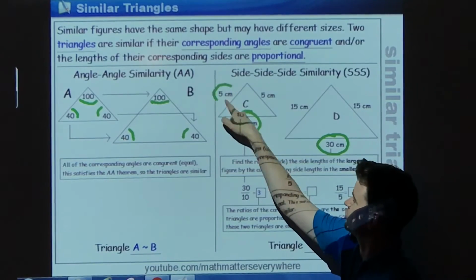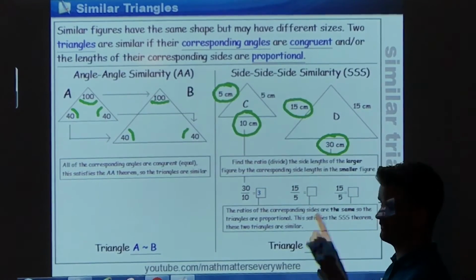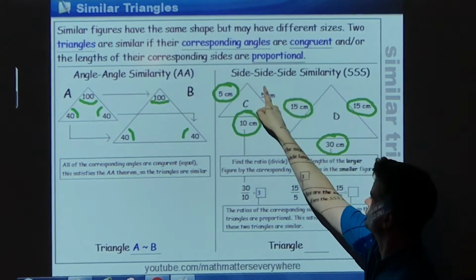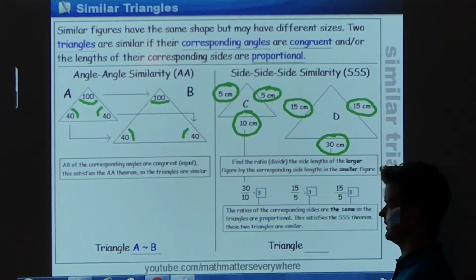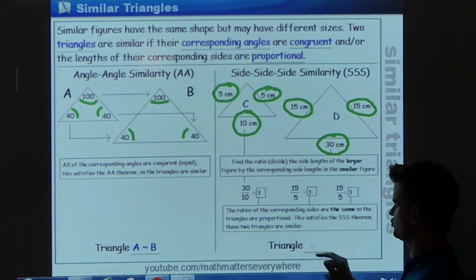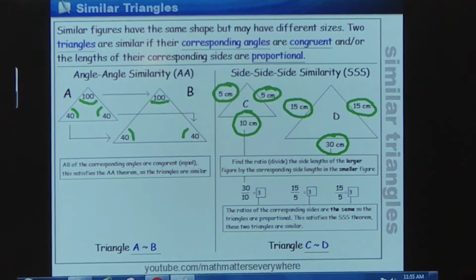So we'll check the left side of the triangle. I have 5 and 15, so I put 15 over 5. That gives me 3. I check the last one, 15 over 5. That also gives me 3. Are the ratios all the same? Yes. So these two triangles would be similar. Triangle C is similar to triangle D.